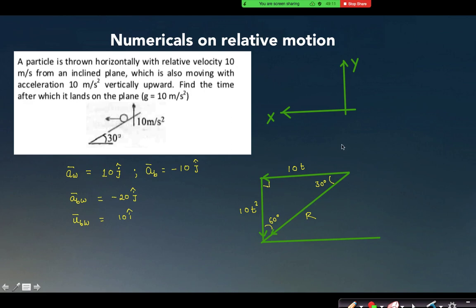So you can say that tan 30 degree, you can use sine rule also, but I can use tan 30 degree is equal to 10t square divided by 10t. So that is nothing but t. So t is equal to 1 by root 3 second, right? That should be the answer of this question. Have you understood this one?